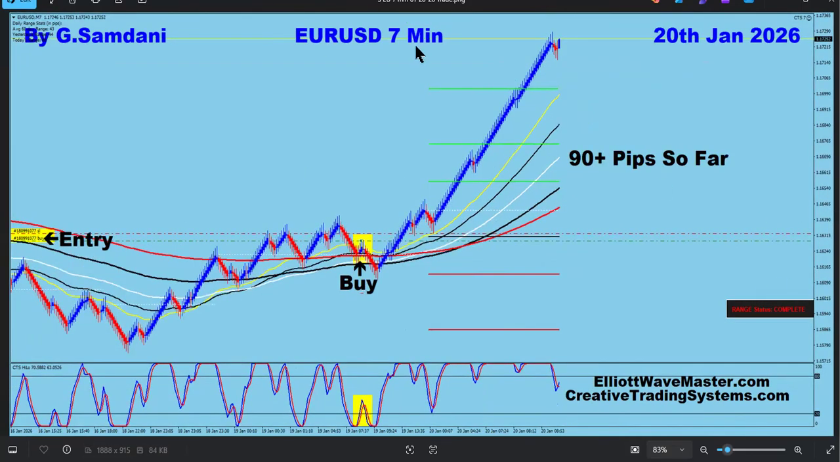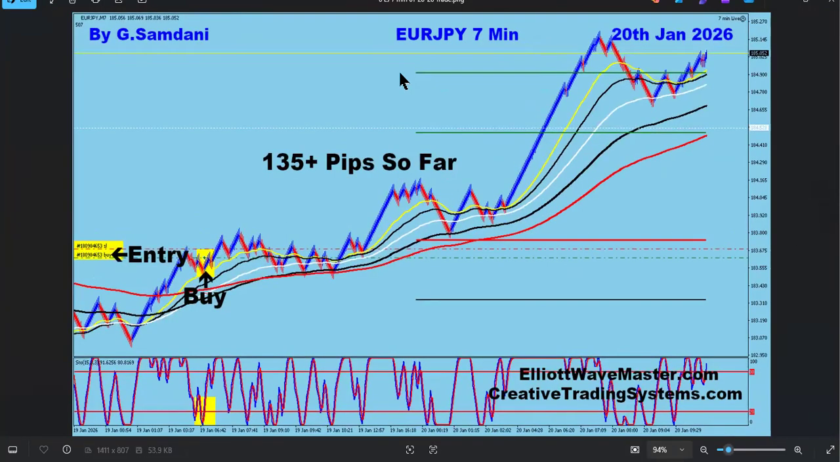On the 20th, euro USD as well. USD started to get weaker all of a sudden, and this is what happened, right? You know, the Trump and Greenland news and all of that. That made the USD weaker, and boom, these two pairs went up. Euro yen again going to the upside, 135 pip. This is the entry here.